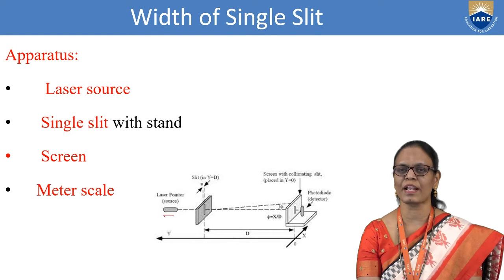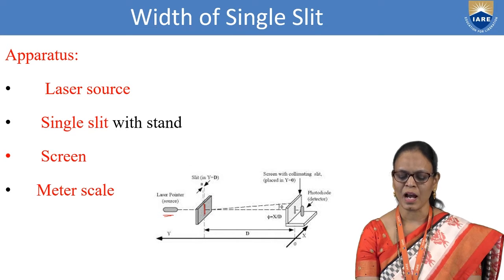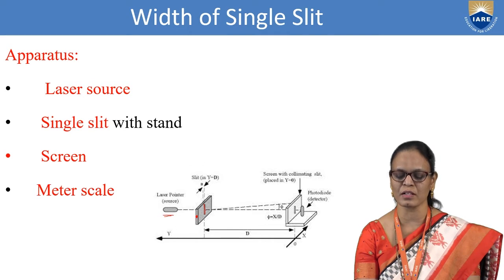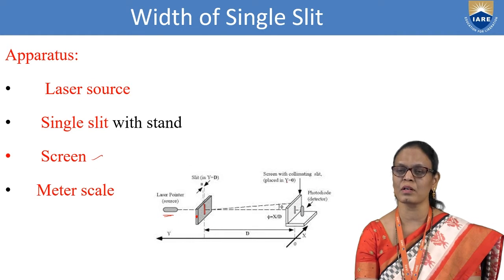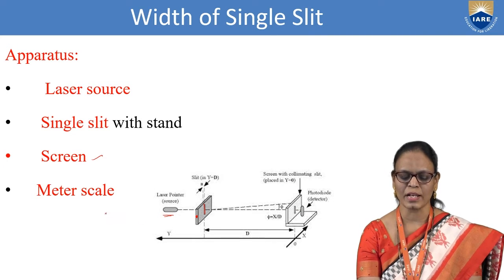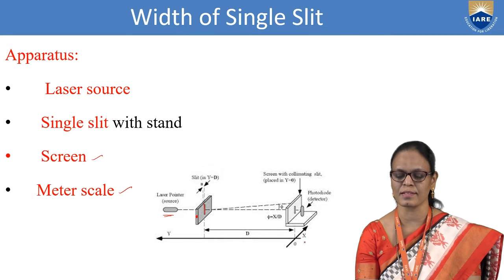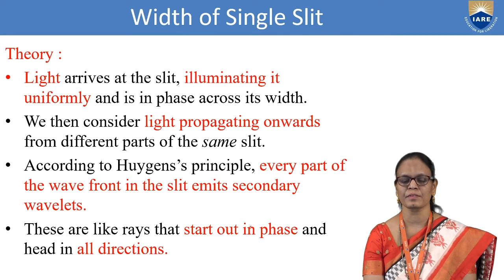Now the apparatus required: laser source. This is the source of laser. Single slit. So here you can see the slit. The width of the slit can be adjusted with the help of a screw here. You can adjust the width because we keep the width slightly greater than the wavelength that we are using. Then we have a screen. So this is the screen. Sometimes we use a plain, whitewashed wall as a screen, and then a meter scale to measure the distances.